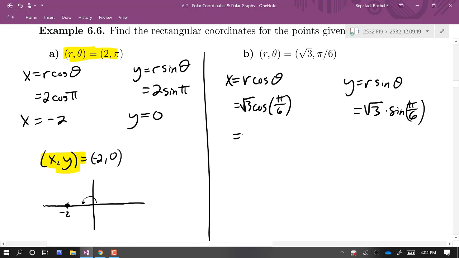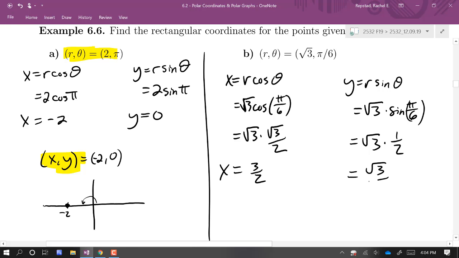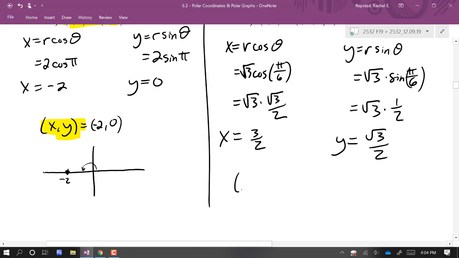Cosine pi over 6 is √3 over 2. So that gives us 3/2. And sine pi over 6 is 1/2. So that gives us √3 over 2 for y. And there's our rectangular coordinates.